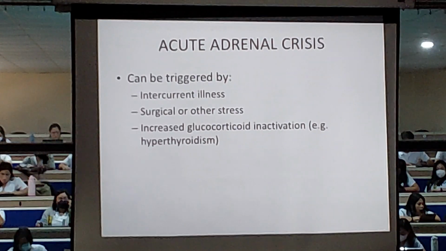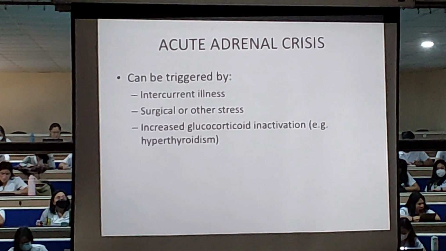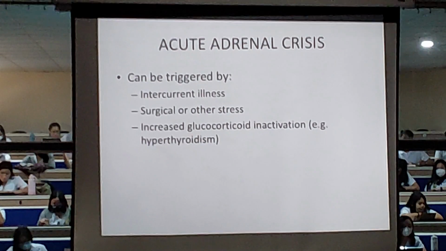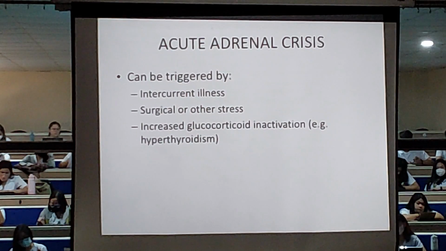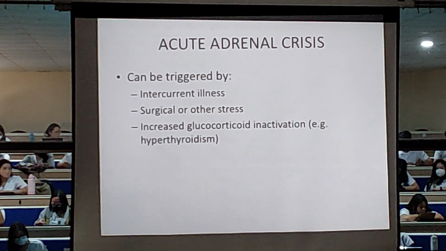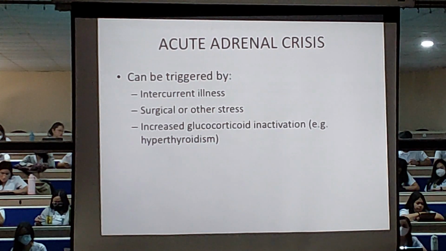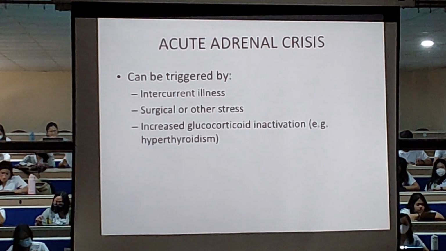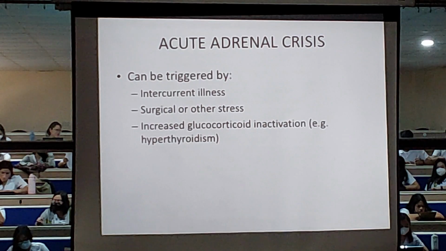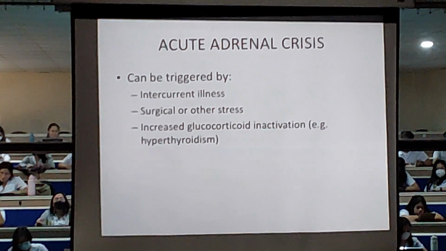So acute adrenal crisis or insufficiency can be triggered by intercurrent illness, by surgery or other stress, and by increased glucocorticoid inactivation, such as in patients with hyperthyroidism.